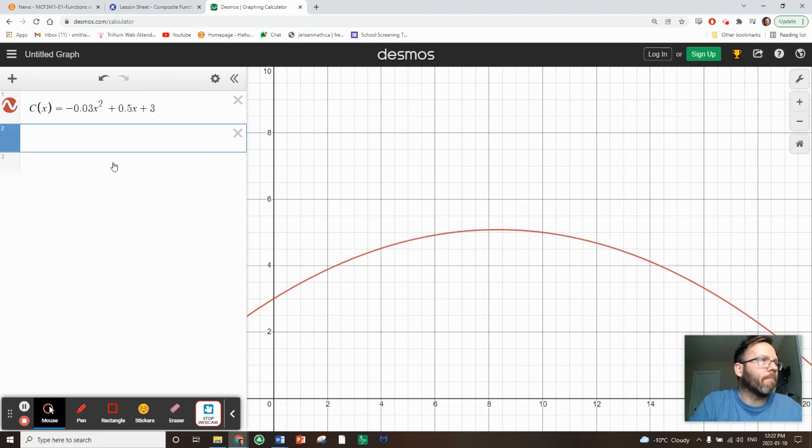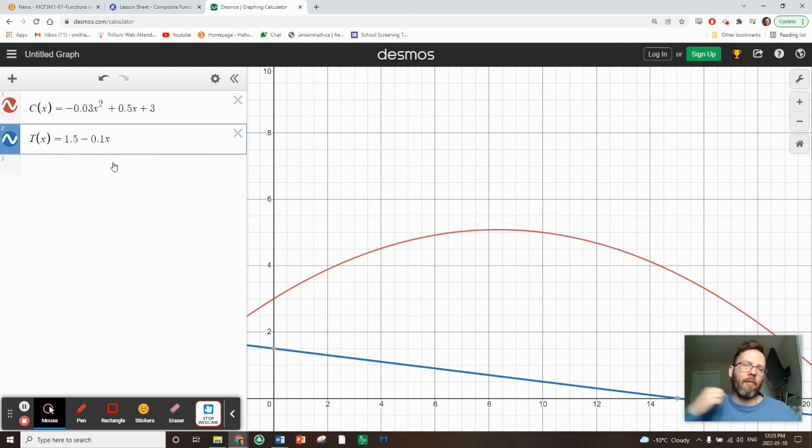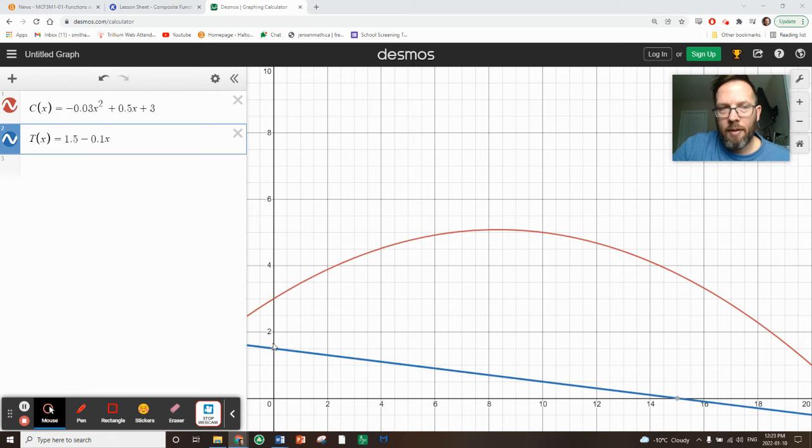If we draw the tapes function, capital T of x was 1.5 minus 0.1 times x. So no surprise there. Its initial value, 1.5. So in 1990, 1,500 tapes sold. And already by then, the trend for selling cassette tapes was decreasing because more people were buying CDs. But you can see that this decreasing linear trend by t equals 15, so 2005, virtually nobody is buying cassette tapes anymore. People are just buying CDs. The cassette tapes have essentially become obsolete.